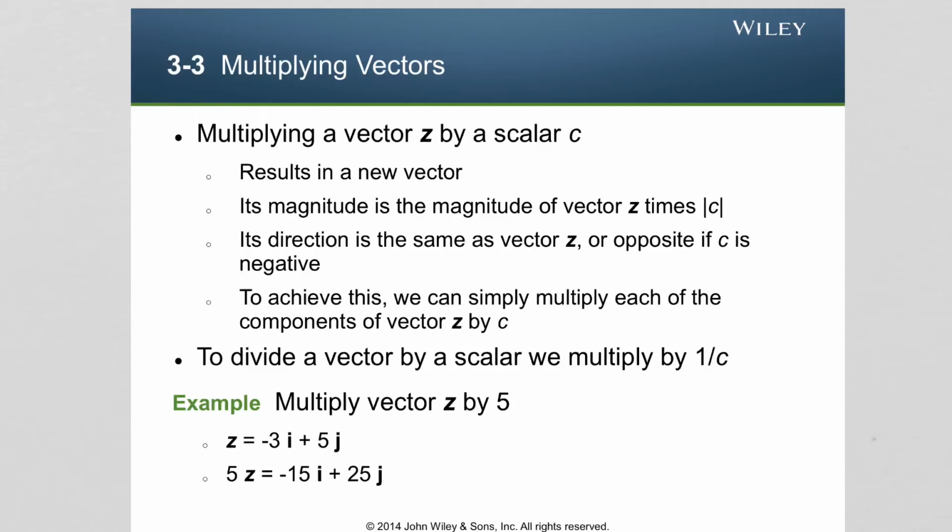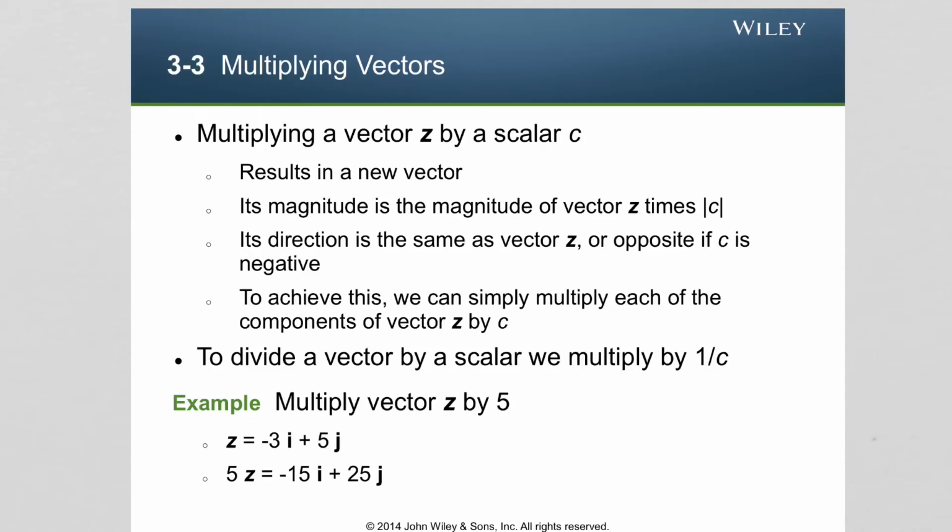So to achieve the multiplication of this vector by this scalar, we multiply each component by the scalar. If we are dividing the vector by a scalar, we are multiplying by the inverse of that scalar, so 1 over c. And so here is a simple example. Multiply vector z by 5, where z is equal to negative 3i plus 5j. So then 5z would be equal to 5 times minus 3, so that's negative 15i, plus 5 times 5, 25j.